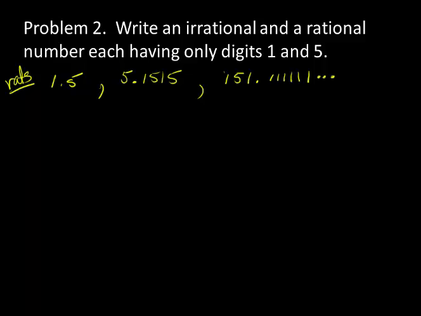I don't think we need to count the zeros after here as digits. This is definitely just using 1 and 5. Okay, but now for an irrational, using digits only 1 and 5, I could have 1 point, how about 5, 1, 5, 1, 1, 5, 1, 1, 1, etc. It's irrational because it's non-repeating, and it only has digits 1 and 5.